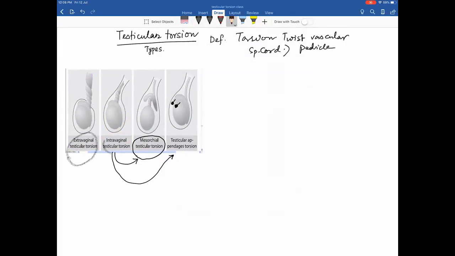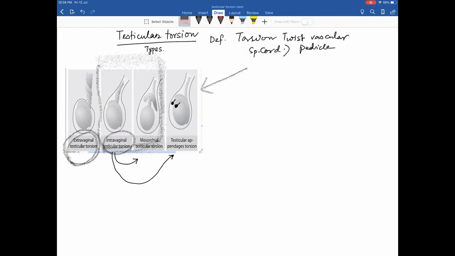Number three, a type of intravaginal torsion is called mesorchial torsion, and then testicular appendage torsion. But remember that this is basically a type of intravaginal torsion, and both of them are clubbed under a single heading. This one is a very special subset where you clinically cannot distinguish between them, and extravaginal torsion is a rare one that occurs in neonates.